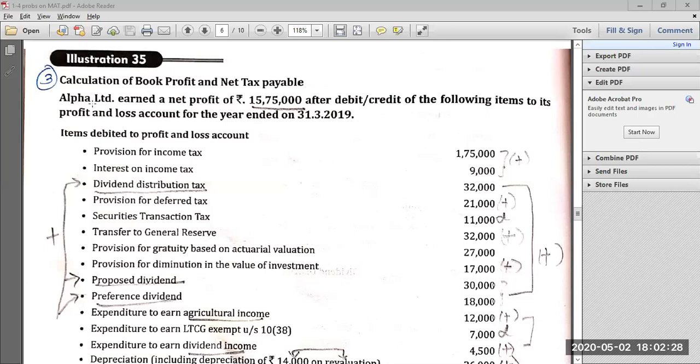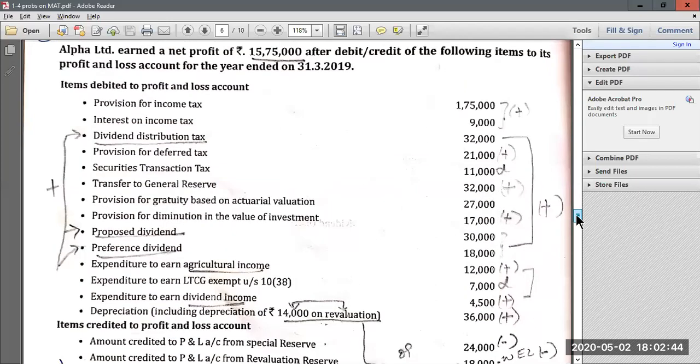Now they have given the question as: Alpha Limited earned a net profit of 15,75,000 after debiting and crediting the following items. Again, they have given net profit as 15,75,000. So this is the starting point for computation of your book profit. Then they have given certain items which they have debited and credited. First they have given a list of items which they have debited. So we have to see, among these items, which should be added back to net profit and which should be ignored.